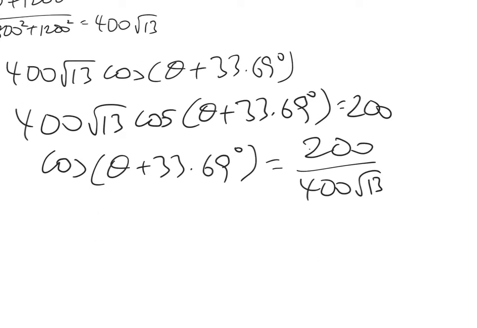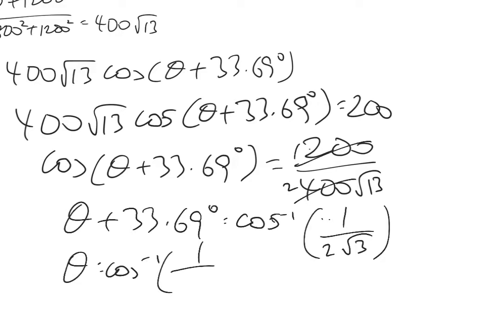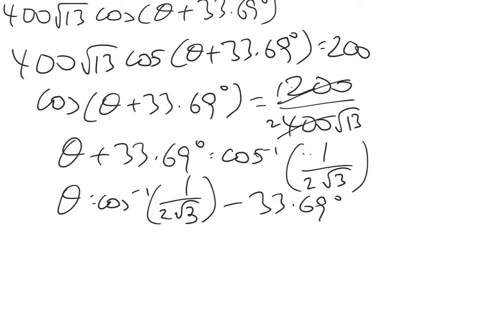Then we can certainly find theta just by doing a cosine inverse. Theta plus 33.69 degrees is just cosine inverse of this whole bunch of terms. 200 and 400 cancels off, becomes 1 over 2. So 1 over 2 square root 13. Then theta is just cosine inverse 1 over 2 square root 13 minus away 33.69 degrees. At the end, we will get a final answer of 48.3 degrees corrected to 1 decimal place.